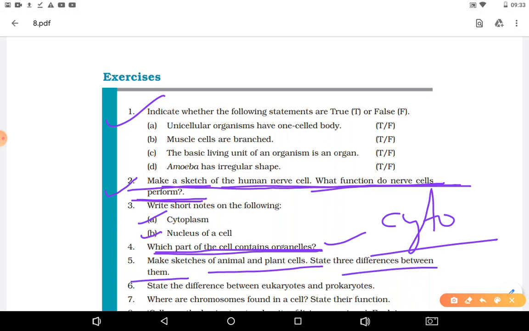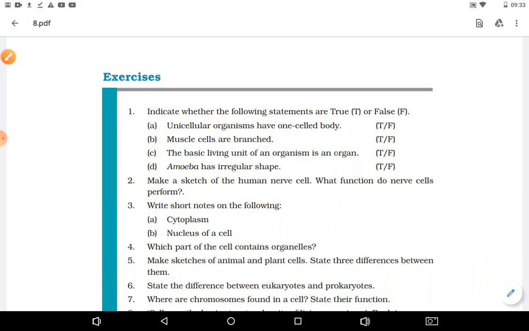Then sketch of animal cell and the plant cell and the difference between them. It's given there in the book that you will do. Difference, this is very important. Difference between the eukaryote and the prokaryote, that also you will do.